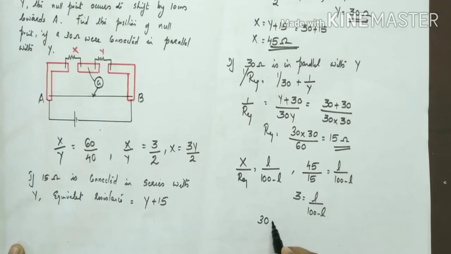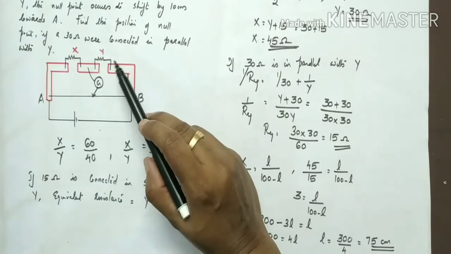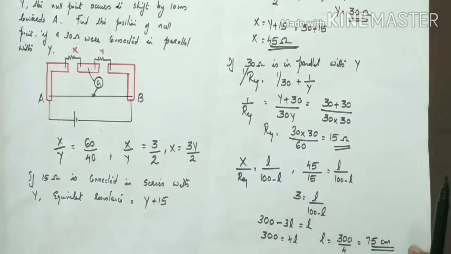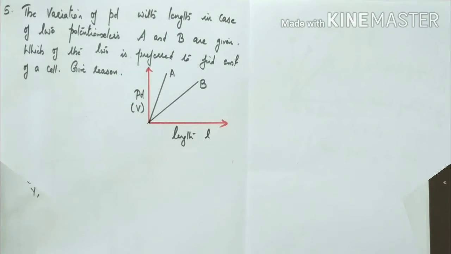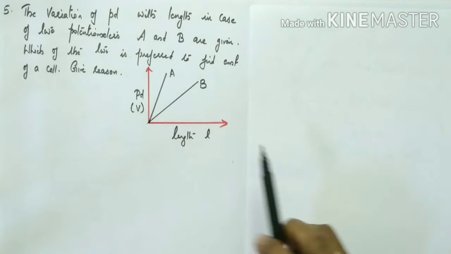So cross multiplying, 300 minus 3L is equal to L, or 300 is equal to 4L, or L is equal to 300 divided by 4. 300 by 4 is 75 centimeter. So if 30 ohm is connected in parallel to y, the new balancing length becomes 75 centimeter. Now we can do some questions relating to the potentiometer.